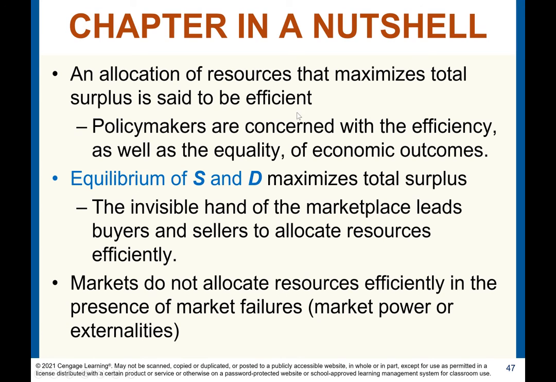An allocation of resources that maximizes total surplus is said to be efficient. Policymakers are concerned with the efficiency as well as the equality of economic outcomes. Equilibrium of supply and demand maximizes total surplus. The invisible hand of the marketplace leads buyers and sellers to allocate resources efficiently. Markets do not allocate resources efficiently in the presence of market failures, that is, market power or externalities.